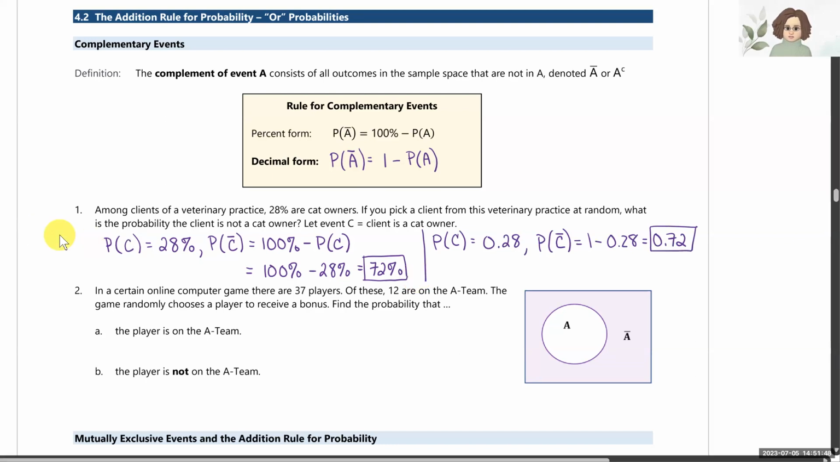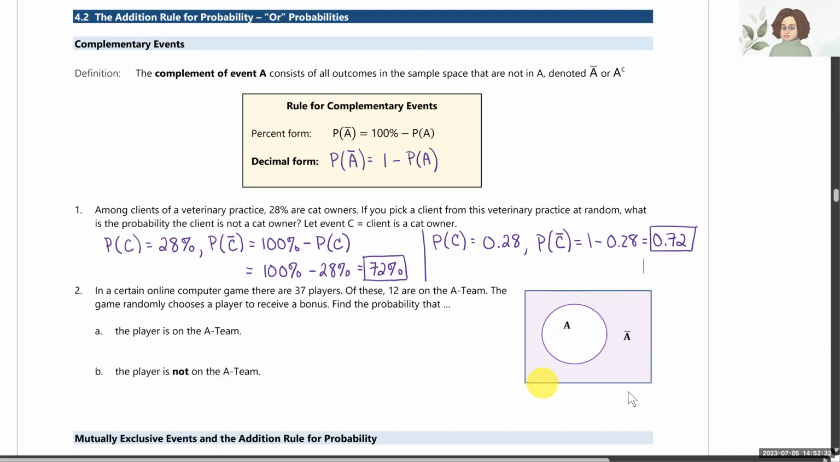All right, and we can also work in fraction form in some situations, like the next one. So I'd like to use the next example just to illustrate or to refresh your memory on working with fractions because it will be helpful down the road. But I also have a picture here of a Venn diagram representing complements. So this one says in a certain online computer game, there are 37 players. Of these, 12 are on the A team. The game randomly chooses a player to receive a bonus, and we're going to find the probability that the player chosen is on the A team and that the player chosen is not on the A team.